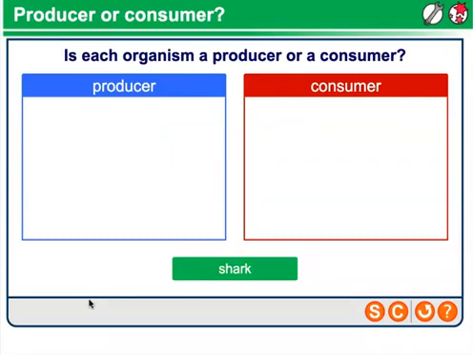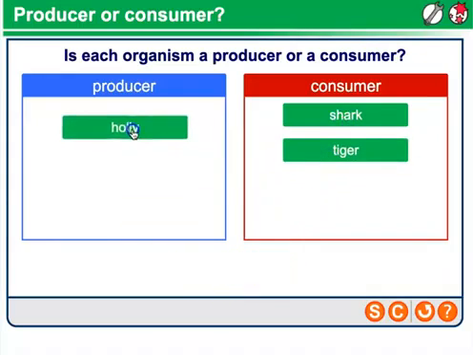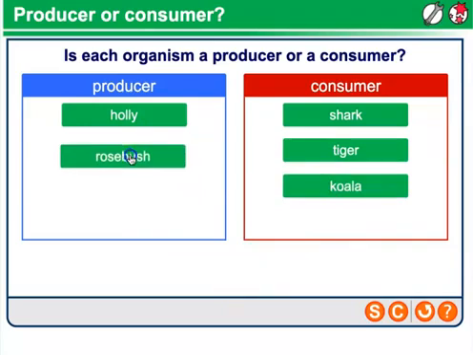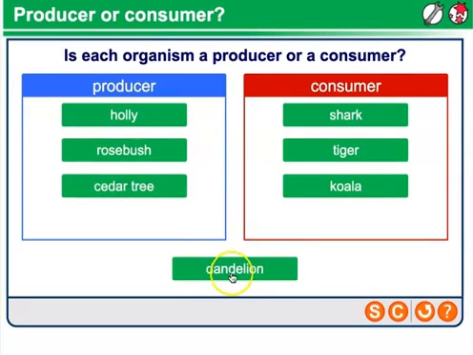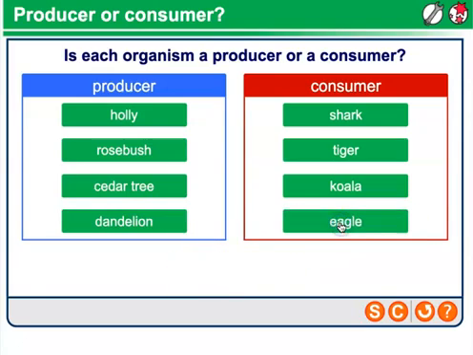Let's look at some examples. A shark. Shark must consume its food. A tiger, the same. Holly is a plant. It must be a producer. A koala eats other plants. A rose bush is a producer. A cedar tree, also a producer. A dandelion, those grow in the spring, and I'm pretty confident that they're a type of plant that is a producer. And finally, a consumer, being an eagle.